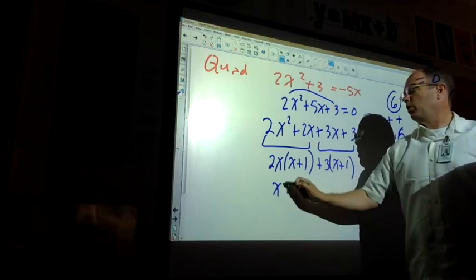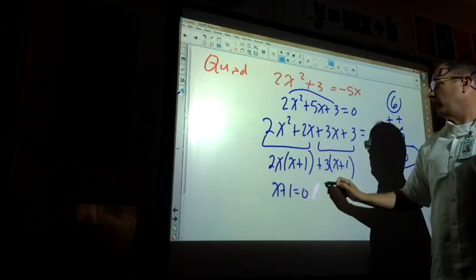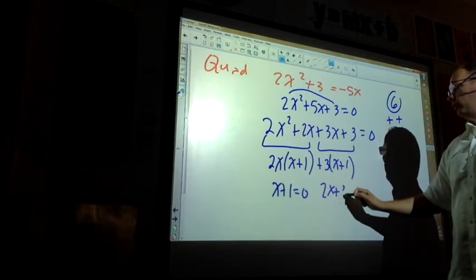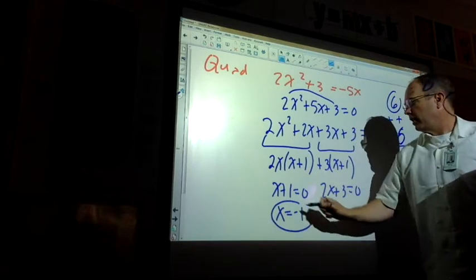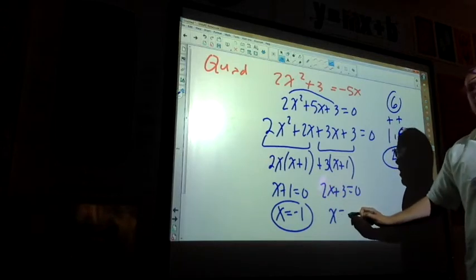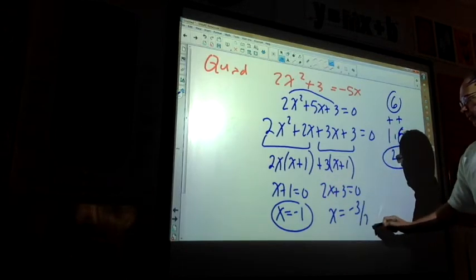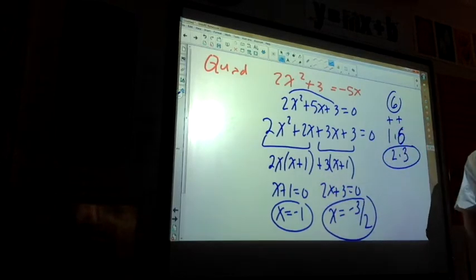So I get x plus 1, and I'll set that equal to 0, and 2x plus 3 equal to 0. So x equals negative 1 on this one. And this is going to be x equals subtract 3 and divide by 2. Negative 3 over 2. So you could use the quadratic formula to get the same answer if you'd like.